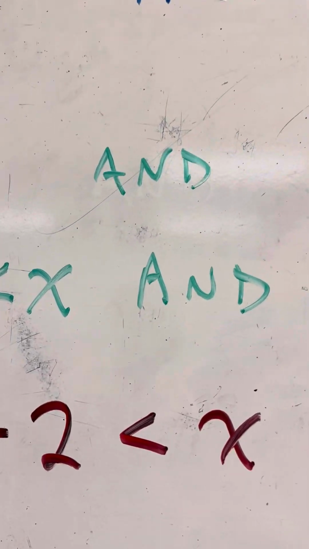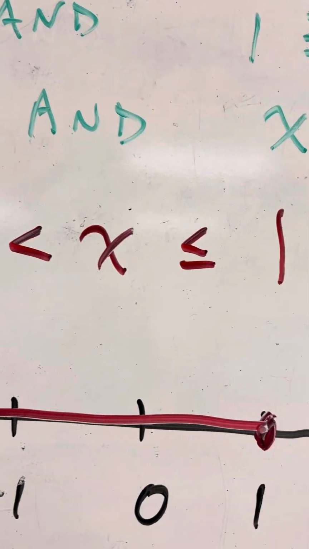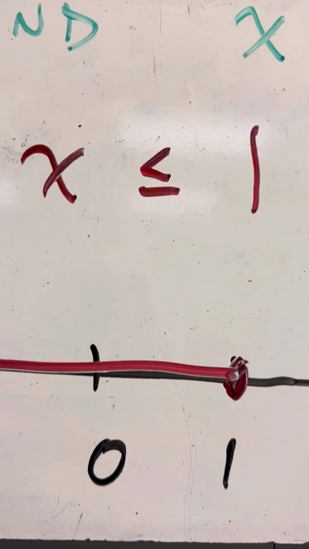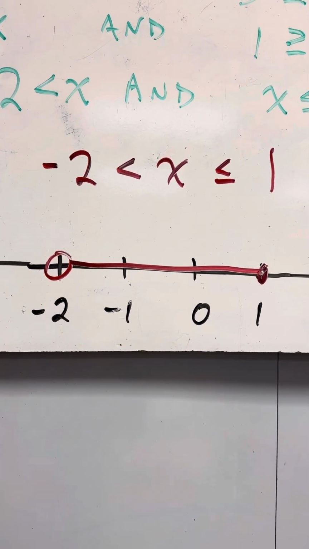At negative 2, because it's not equal to, it's an open circle. At 1, because it is equal, it is a filled in circle. So here is your graph from negative 2 to positive 1.